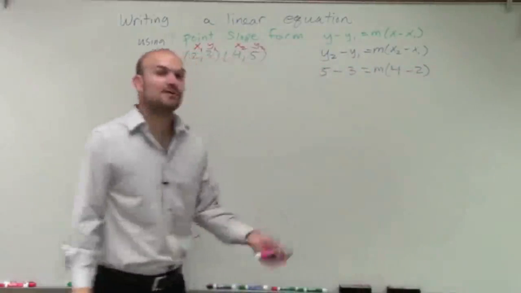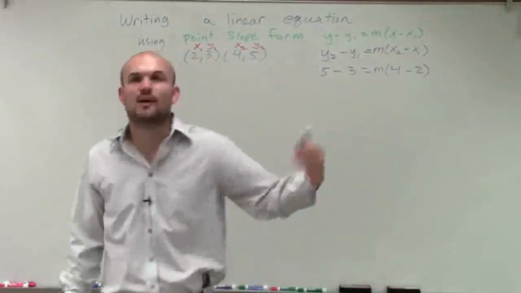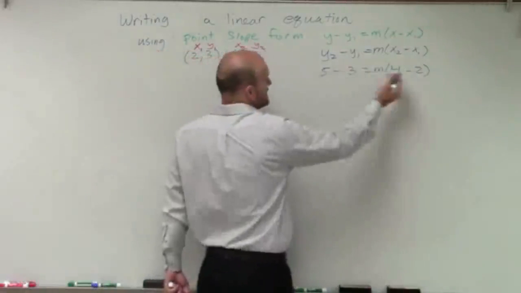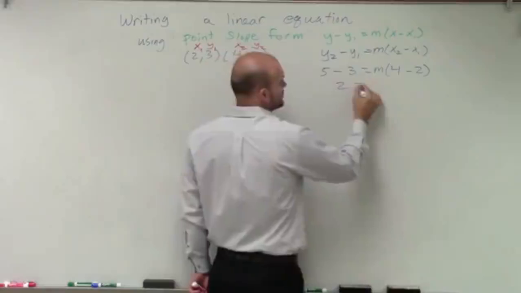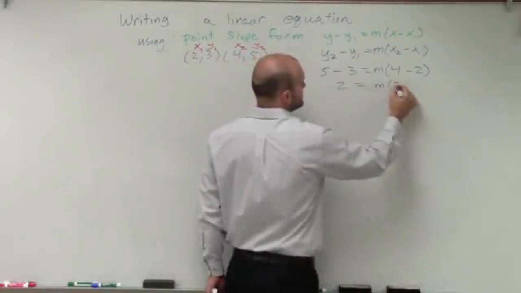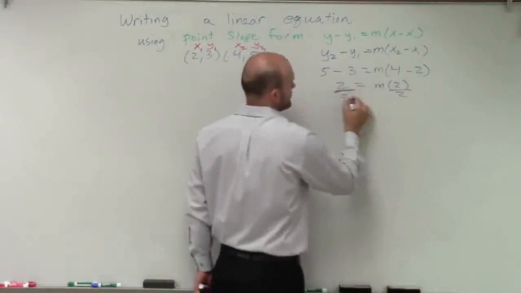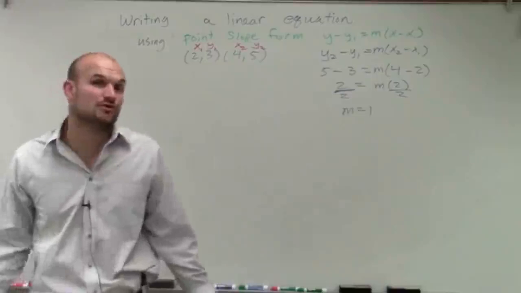So what you notice is by plugging them in, the only value that I have unknown is m. And remember, m is going to represent the slope of our line. So by plugging in both points, I'm now solving for m. So therefore, we have 2 equals m times 2. Divide by 2, so we could say m equals 1. Therefore, the slope of this equation is going to be 1.